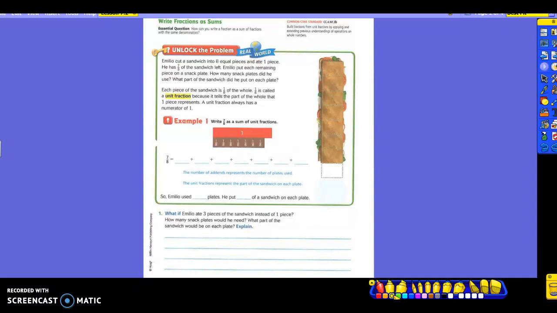How many questions do we have? 2. So let's highlight those first. First one is how many snack plates did he use? And the second is what part of the sandwich did he put on each plate?